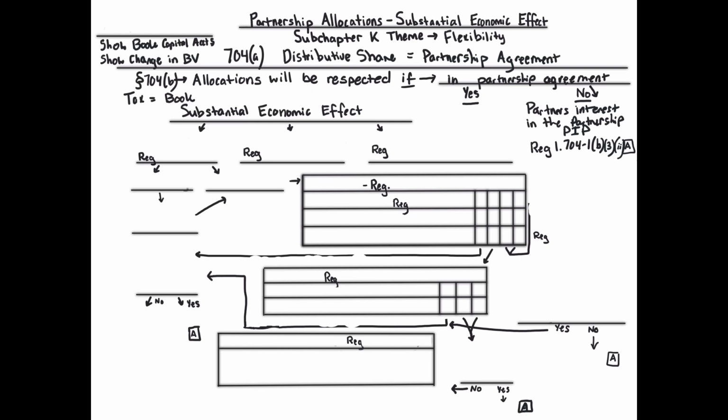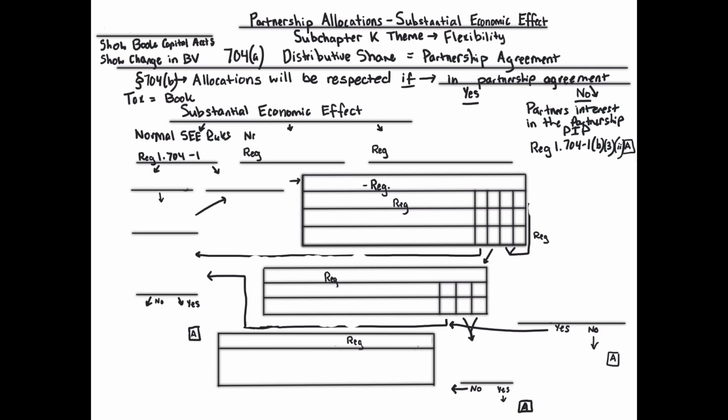So substantial economic effect is really broken down in the regs, the regs for 704. There's really three parts to substantial economic effect and three parts to the regs. The first is the normal SEE, or substantial economic effect rules. So I'm just going to write that out: the normal SEE, substantial economic effect rules. And we find those in Reg 1.704-1.